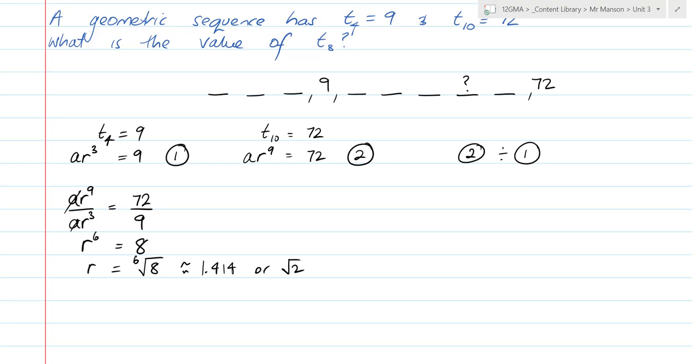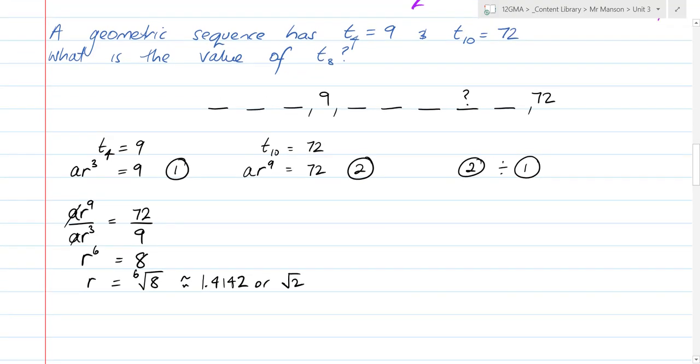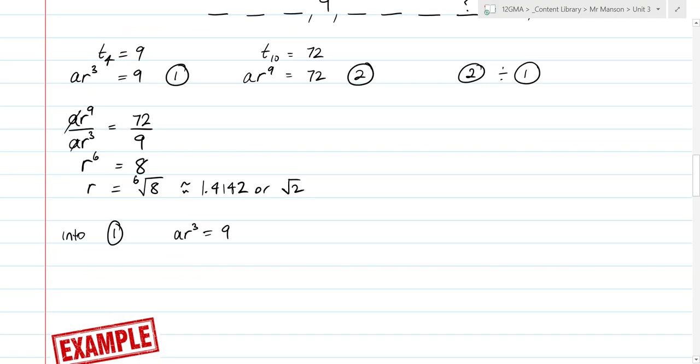Okay, so let's go with that. That's our R value. Now we can put that back into equation number 1 to get our A value. AR cubed equals 9, so A is equal to 9 divided by 1.4142 cubed, or root 2 cubed, which is 2 root 2, it's about 2.8.